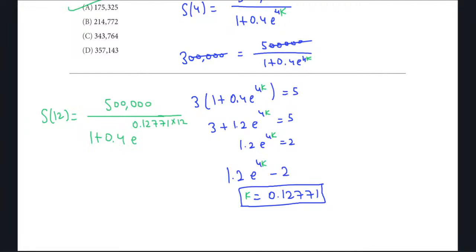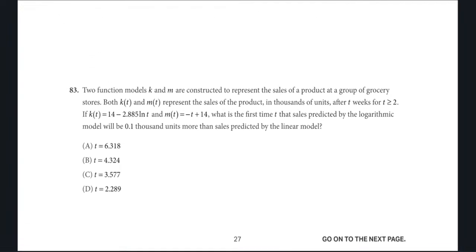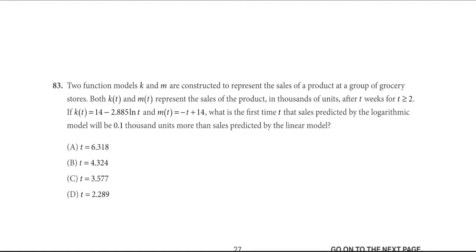All right, okay. Question number 82. Okay, 83 is the next one. So here we are given that two functions, models K and M, are constructed to represent the sales of a product of a group of grocery stores.